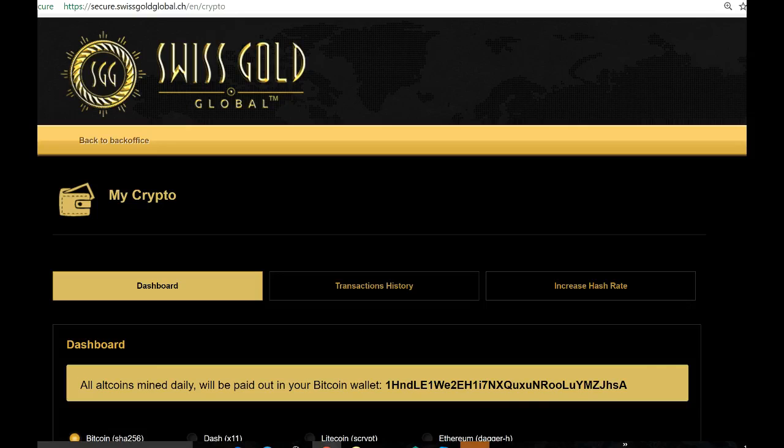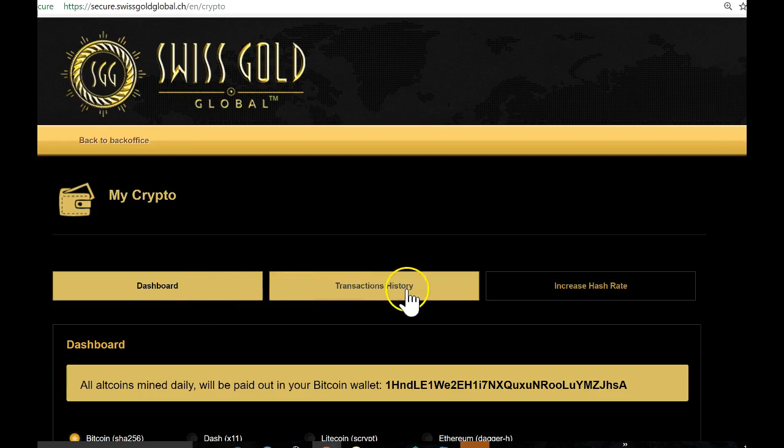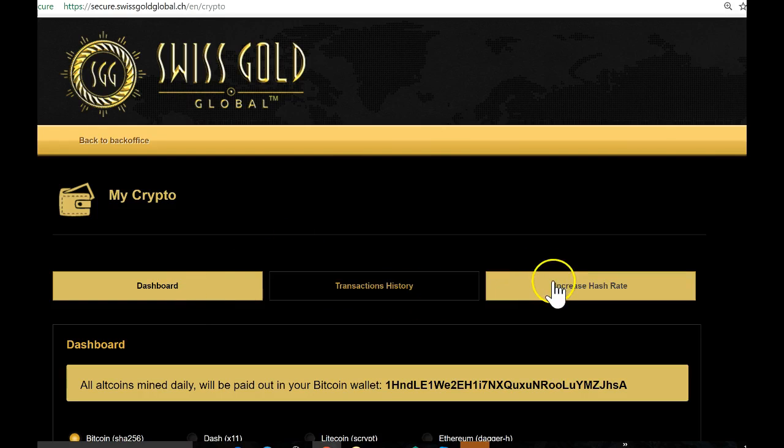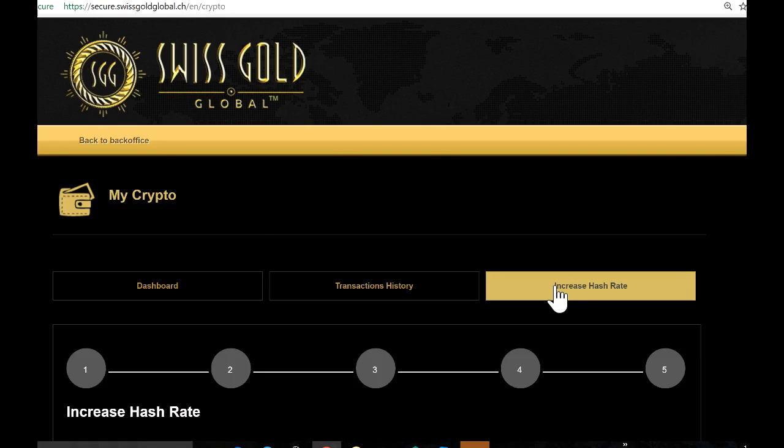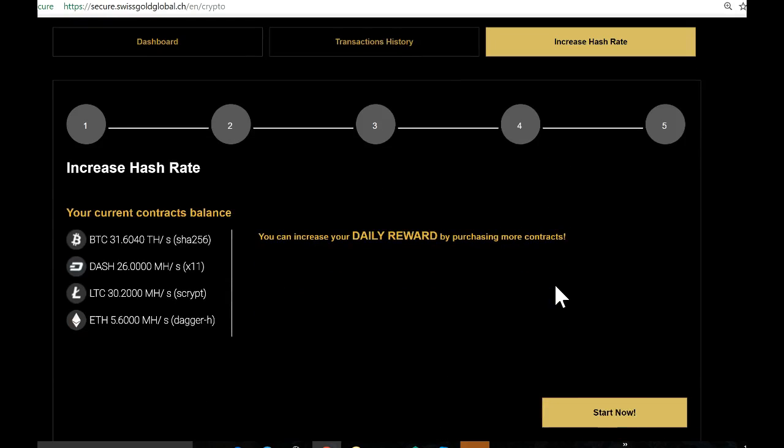Hi there, this is a quick tutorial on how to calculate your returns when you mine on Dash, Ethereum and Litecoin. Very quickly, you go into your Swissgold Global back office and you see the dashboard, transaction history, and increase hash rate. You want to go to increase hash rate. This is where you can actually look it up and calculate it.